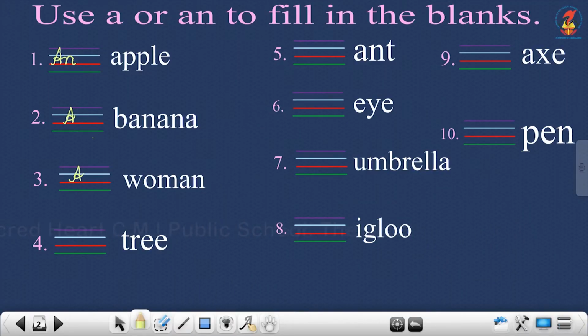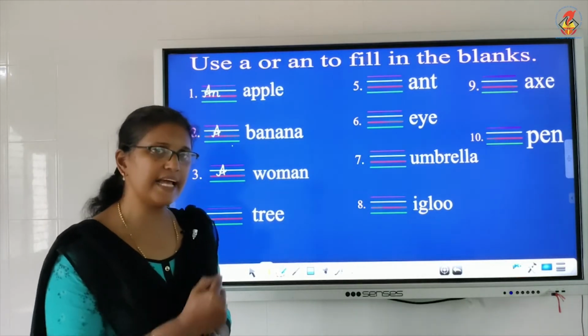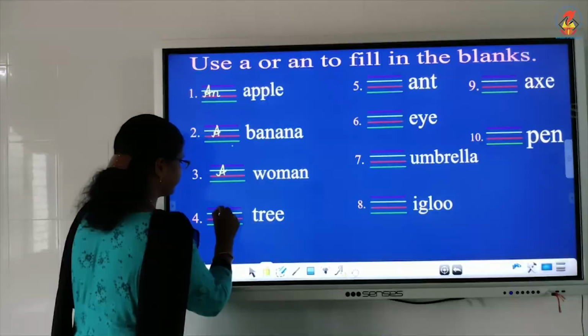Good. The next, children, move your fingers to number 4. Dash tree. Tree, T. What is it? A consonant sound. Right. So what do you get? A tree. Right.